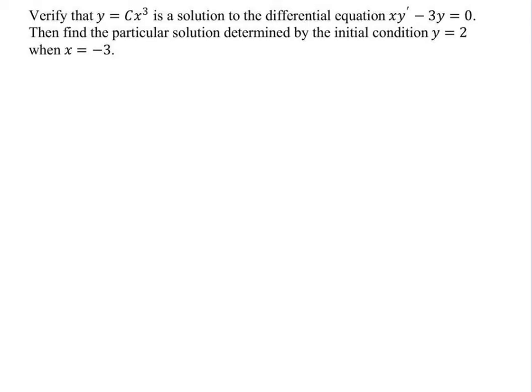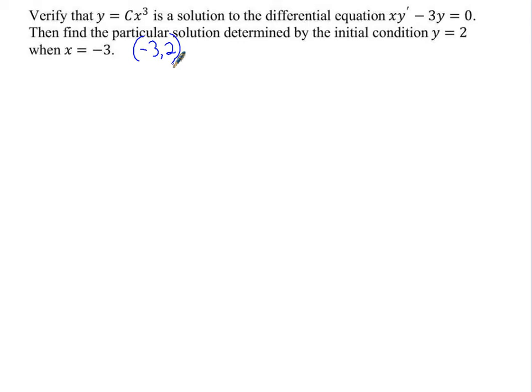It's not really an initial condition. It's more like a particular case. Like, I'm telling you that this graph goes through what? Yes. So negative 3, 2 is a part of the actual particular solution that we're looking for. So once we've verified that y equals cx to the third is a solution, then we'll take negative 3 comma 2 and plug it in.